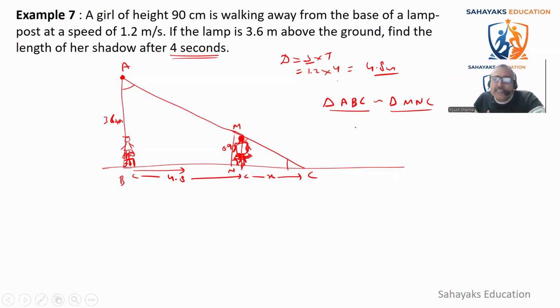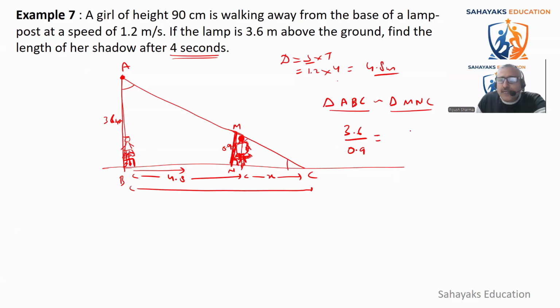And when the triangles are similar, what happens? That these sides are proportional. Okay. So this is one side, and this is one side. So I'll just say the side 3.6 divided by 0.9 should be equal to the full side. It is 4.8 plus X divided by the smaller side, the small triangle side.